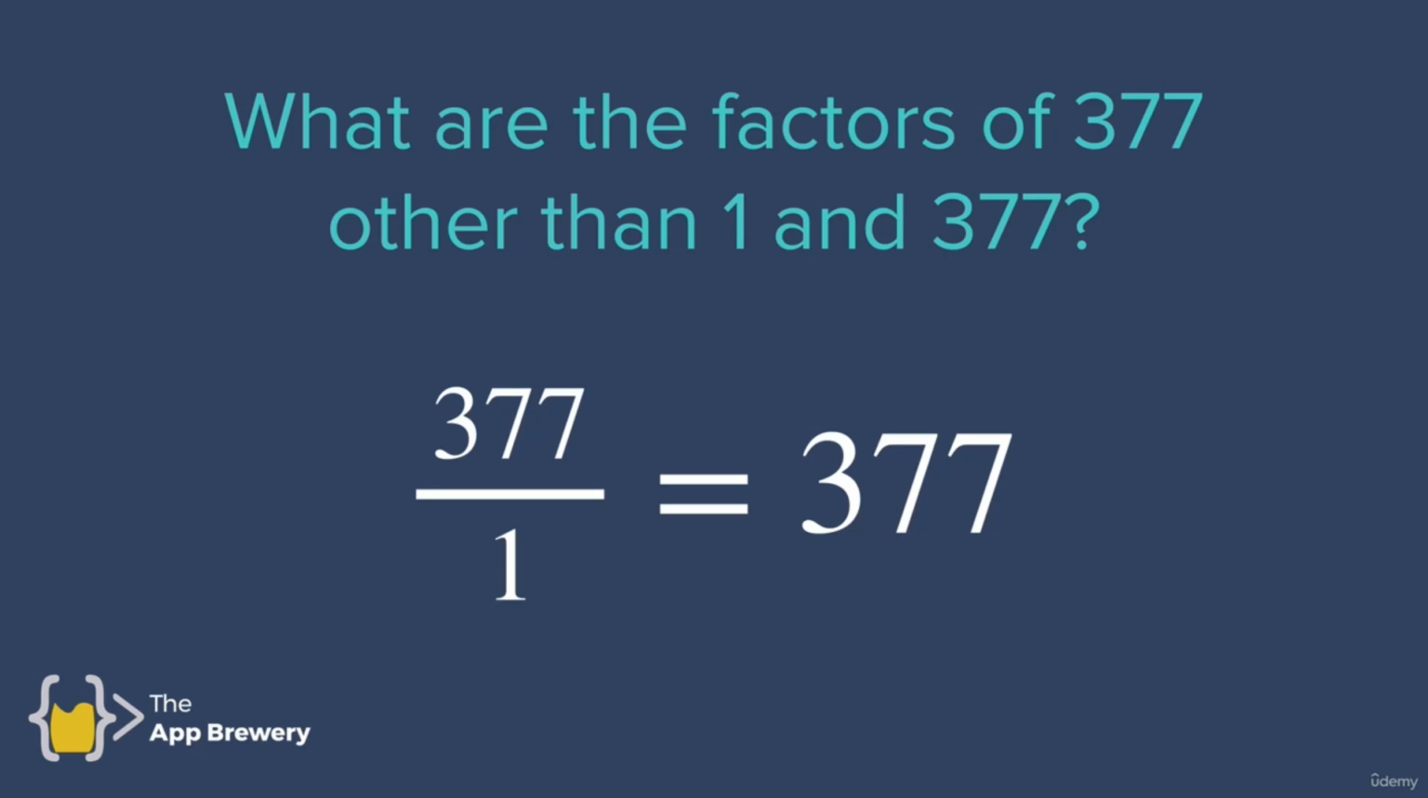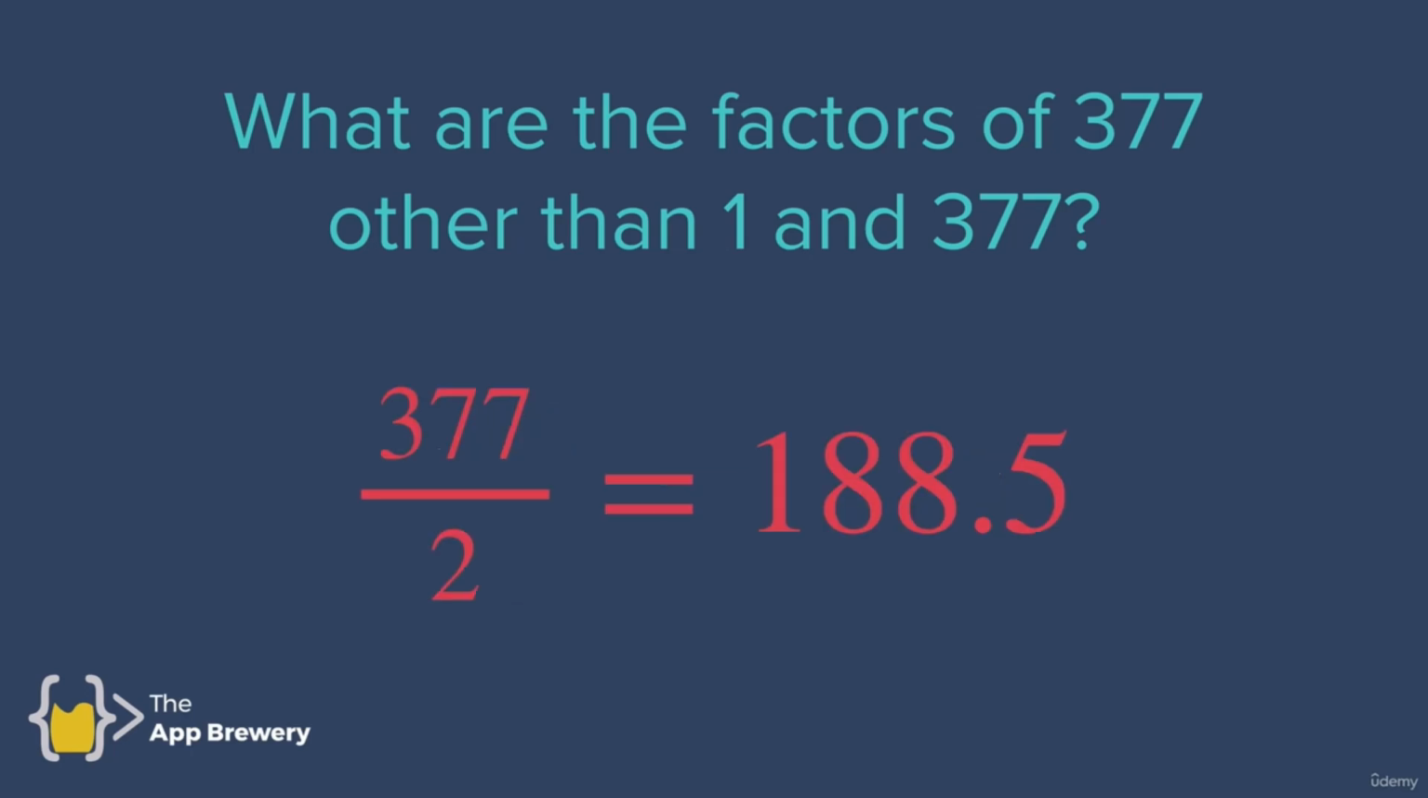Not only can you divide 377 by 1 and 377, but there's also two other numbers that you can divide it by. Now, it's your job to figure out what those numbers are. So what might you do? Well, you might divide it by 2. Okay, so that becomes 188.5. That's not a whole number, so 2 is not a factor.